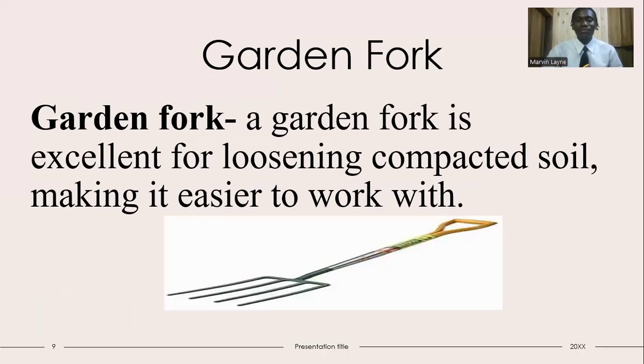Next, we have the garden fork. And the garden fork is excellent for loosening compacted soil, making it easier to work with. So let's say we're in the school garden. We're in the school garden now, we're about to prepare a plot of land to plant. So now we will need a tool to upturn the soil or loosen the soil so that we would be able to plant. And the ideal tool is a garden fork. It is excellent for upturning the soil.